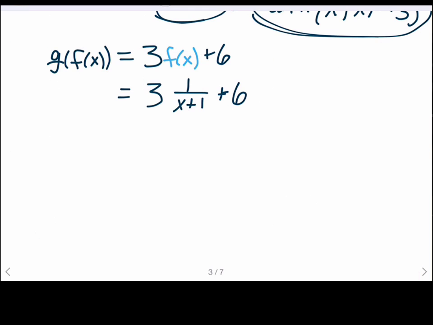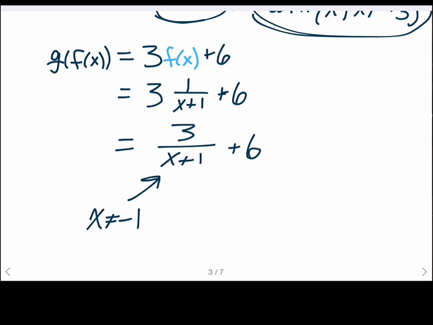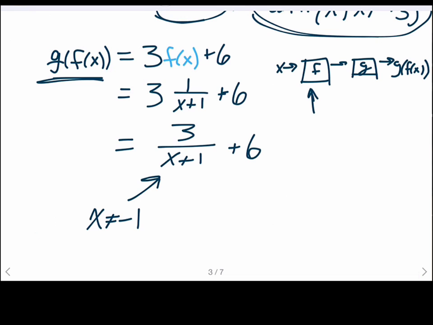And if we simplify this a little bit, 3 over x plus 1 plus 6 is going to be the result there. And so in this case, we see that in the result, we have x plus 1 in the denominator. So x cannot equal negative 1. We can't have that zeroing out. And then again, considering g of f of x as a machine diagram picture, we'd be taking an input and first putting it into f, and then taking that result and putting it into g, and that's how we get g of f of x. And so I need to consider the domain of f.